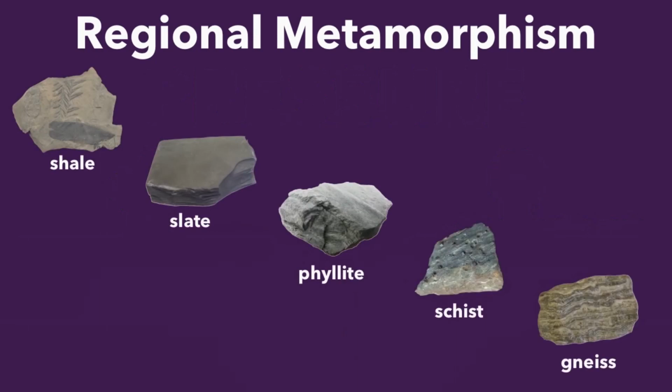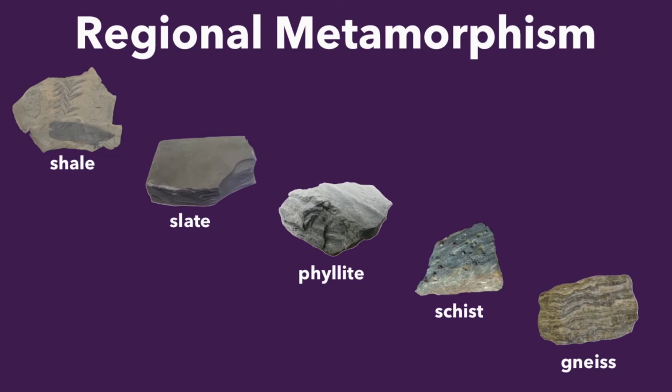Let's take a look at what we see here. This is a typical progression of metamorphism that occurs, starting with the sedimentary rock shale. If you add heat and pressure, it will metamorphosize to slate. If you add more heat and pressure, it will become phyllite, more, and it will become schist. Even more, and it will become the metamorphic rock gneiss.